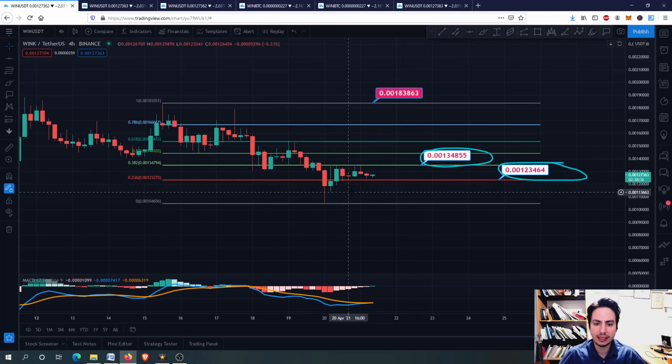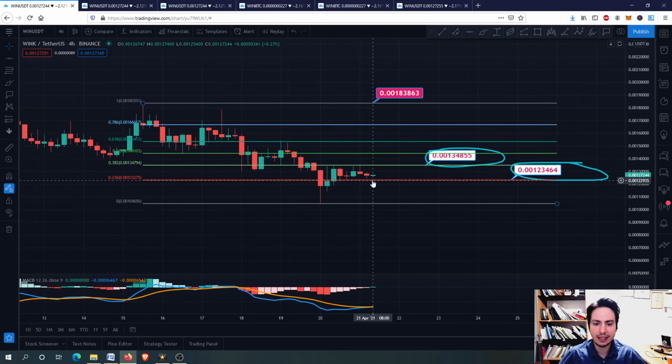So what we did here is make the 0.236 Fibonacci retracement line our support line. So this means 0.0012 cents. What we want to see is this one as our support line, bouncing right here between 0.5 and of course 0.382, and to see higher lows for the week. That's what we want to see.